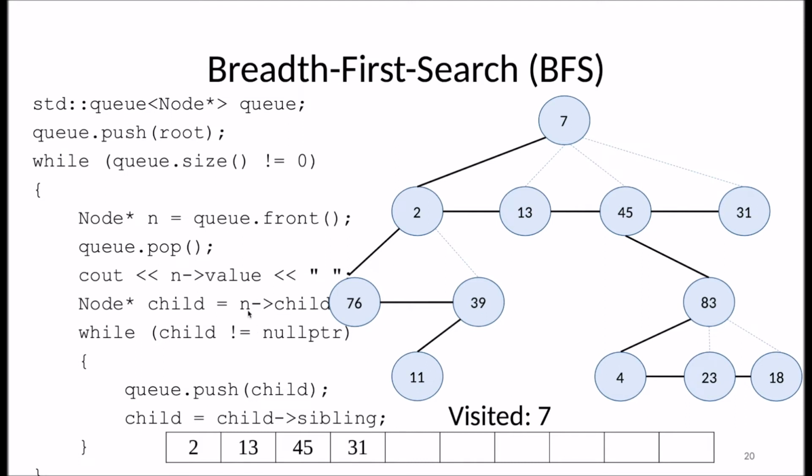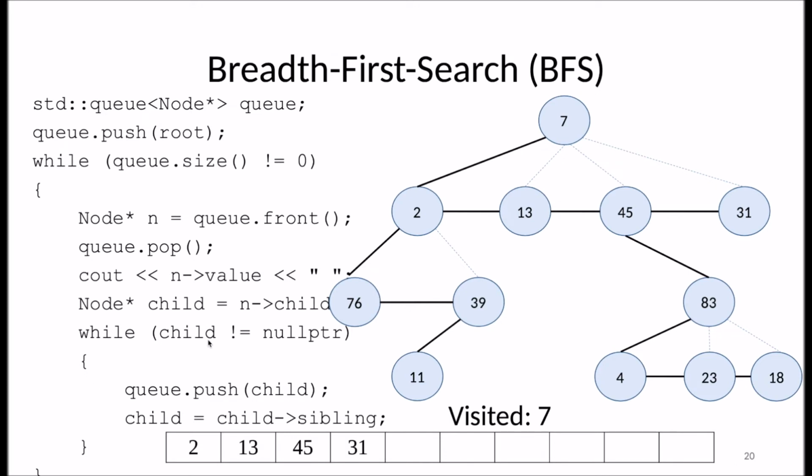So here I have 7 in the queue, I remove 7, and I push the children 2, 13, 45, 31 into the queue. This works by taking the pointer to the very first child, which would be 2. 2 is not null, so I enqueue 2, then I go to the sibling. So sibling would be 13. 13 is not null, I push 13 into the queue. Then I get the sibling of 13, which is 45. 45 is not null, I push 45 into the queue, get the sibling of 45, which is 31. 31 is not null, and I push 31 into the queue. And when I then get the sibling of 31, this would be null.